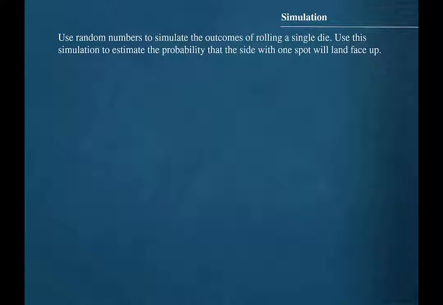Use random numbers to simulate the outcomes of rolling a single die. Use this simulation to estimate the probability that the side with one spot will land face up.